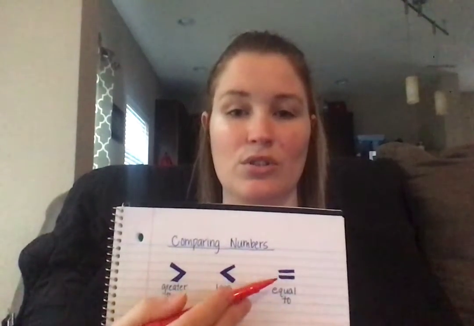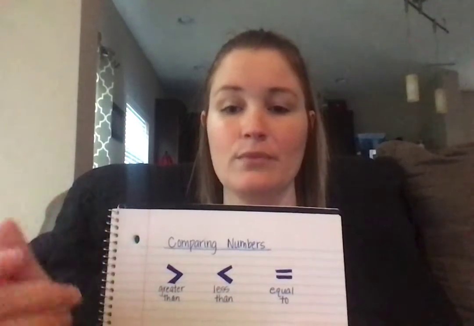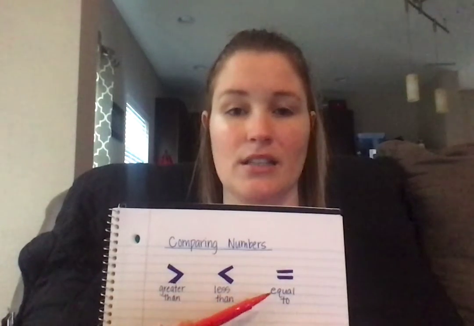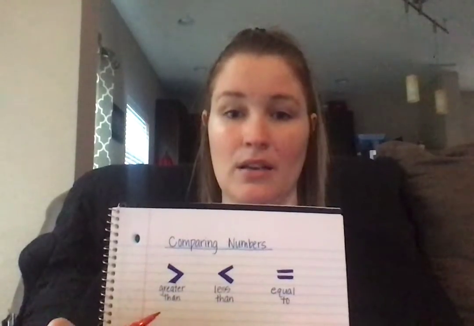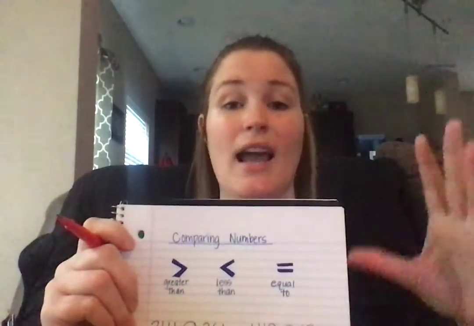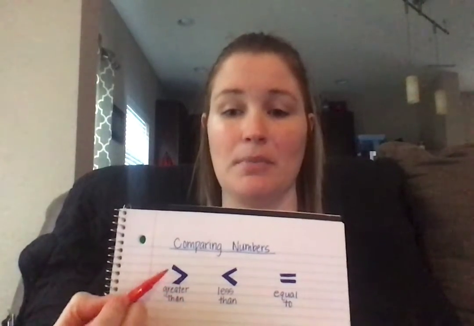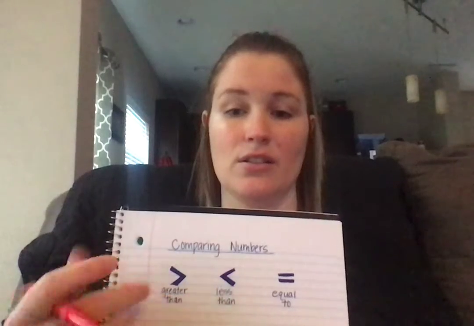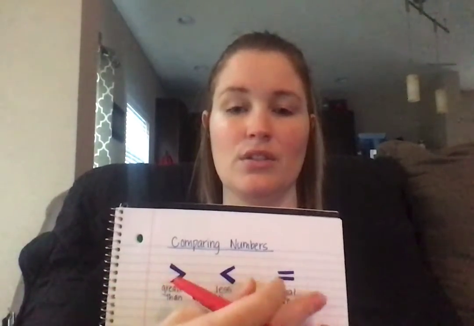And then we have equal to, and that one's pretty easy because it has our equal sign, which we know about. Okay, so it's important that we know the names greater than, less than, and equal to, but it's also important that we understand what these symbols mean. So we've talked about before with like the alligator mouth, and the alligator wants to eat the bigger number. So that means our mouth is always open to our bigger number. Okay, so the bigger number goes here, the bigger number goes here, and then when it's equal to, both numbers are the same.